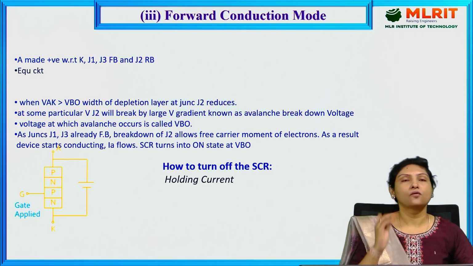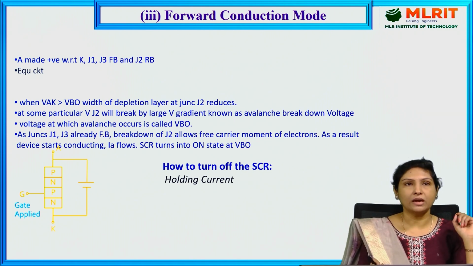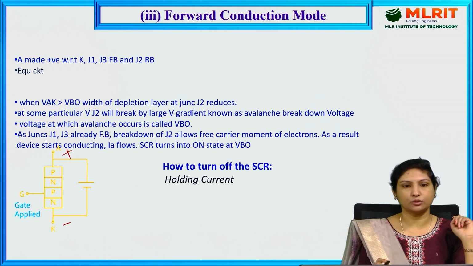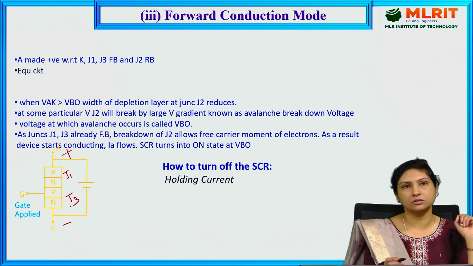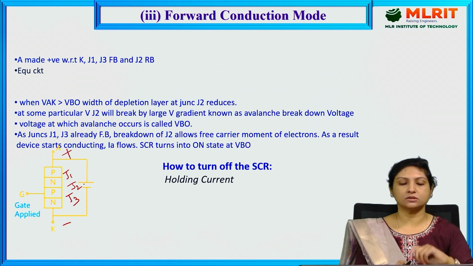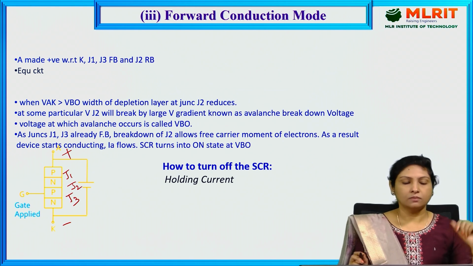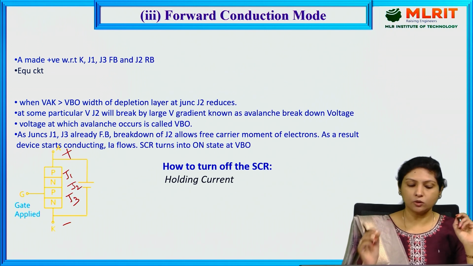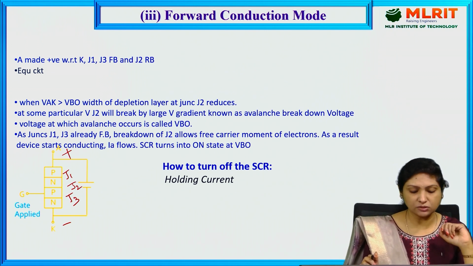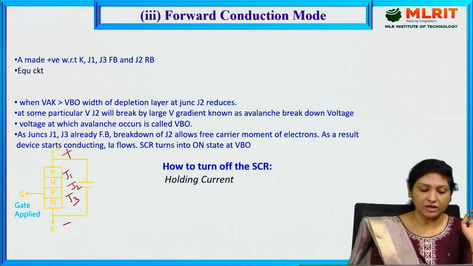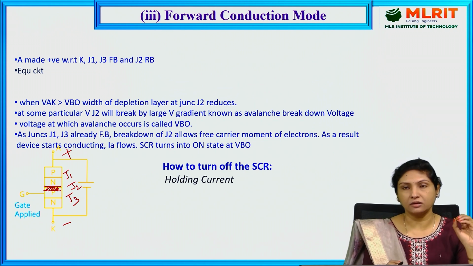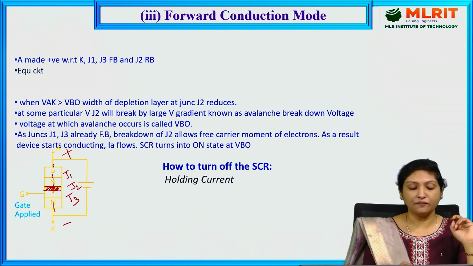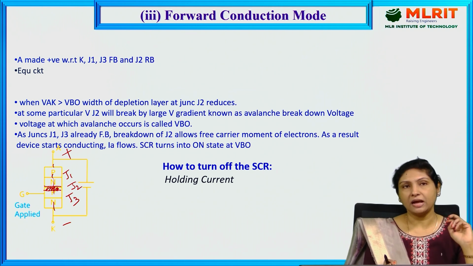Next, we have the forward conduction mode. That is, when the anode is made positive with respect to the cathode. In that case, again, junction J1 and J3 will be forward biased, whereas J2 will be reverse biased. So, when we apply anode to cathode voltage, J1 as well as J3 is forward biased, but J2 is reverse biased. That is, J2 is forming a depletion layer over here. That means it is acting as a potential barrier, stopping the current flow through the device. If we can break this particular junction somehow, in that case, we can bring the diode into the conduction state, as I told you previously.